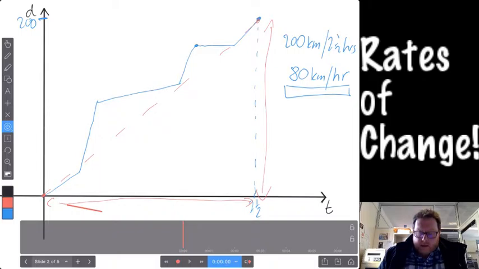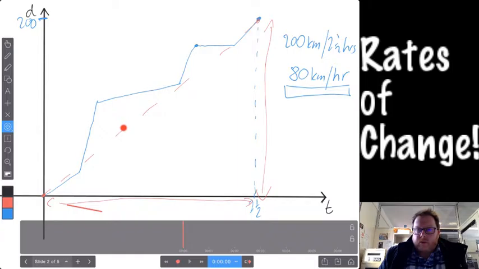Or it could be saying, well, where was I in my journey after an hour's time? Now, the blue line will tell me that. If I go across an hour and then up to the line, I can work out how far away I was from home. But of course, the average speed wouldn't tell me that at all, because if I was following the red line.